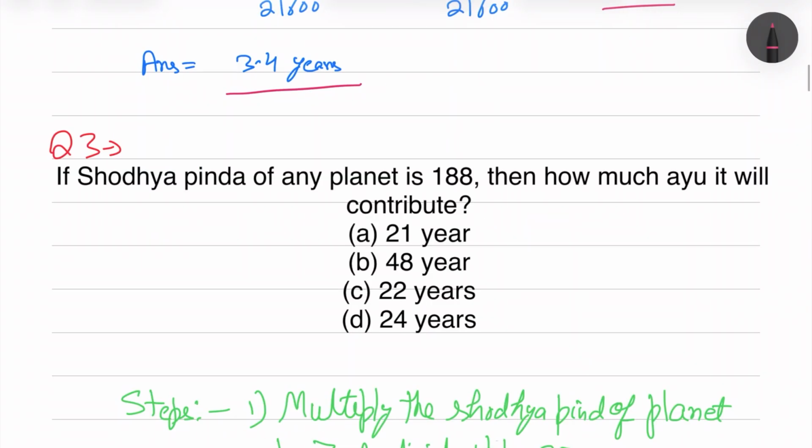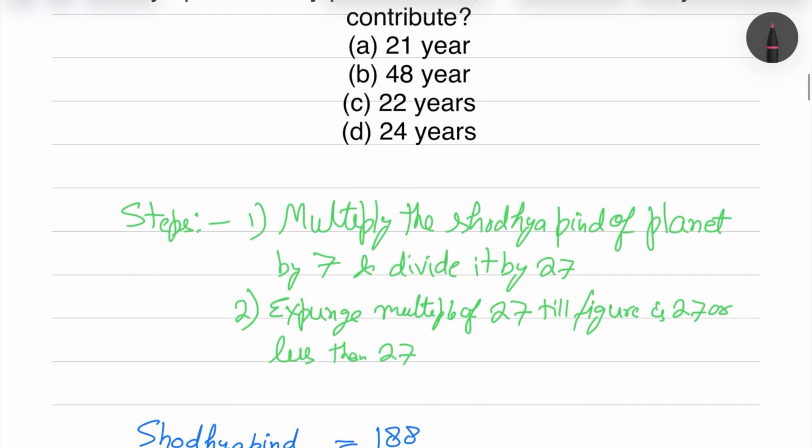Third question is, if Shodhya of a planet is 188 years, how much IU will it contribute? So the rule for calculating the IU by the Shodhya method is to multiply the Shodhya of the planet by 7 and then divide it by 27. And then expunge the multiples of 27 till the figure is 27 or less than 27.